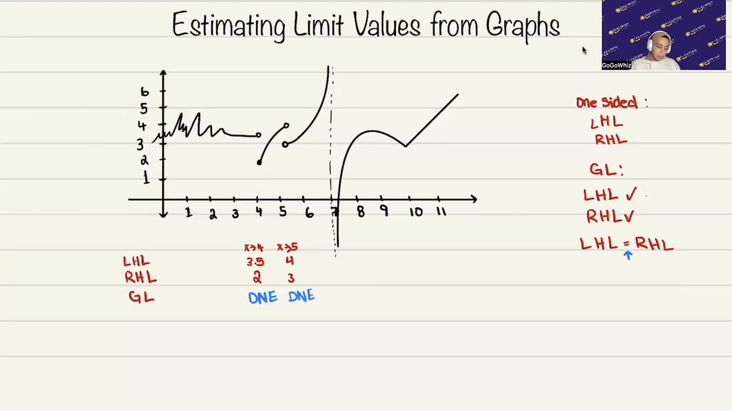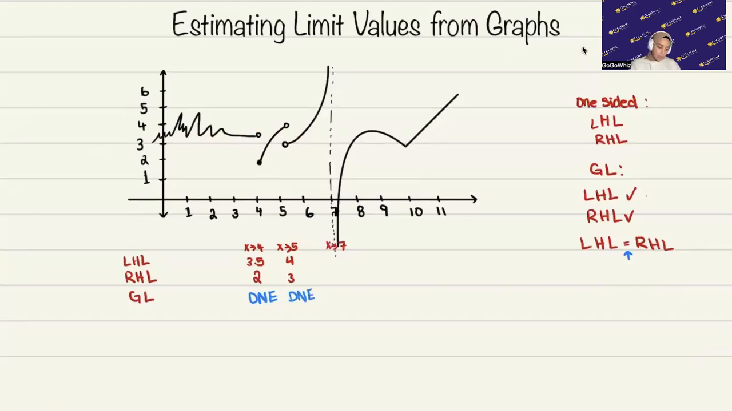Okay, let's have a look at the next one. As x approaches 6, we can see that it's not a very obvious point. So I'm going to skip x approaches 6, and I'm going to do what happens when I'm looking at x approaches 7. So as x approaches 7, let's look at the right-hand limit and the left-hand limit.